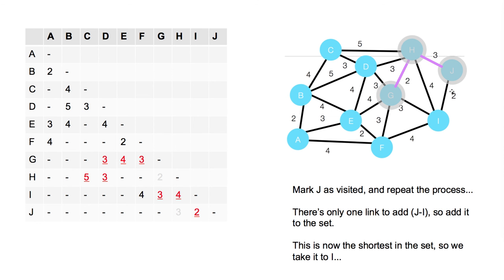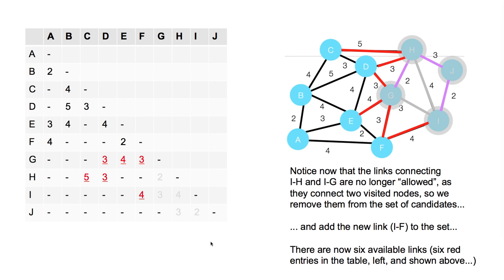There's only one link to add in this case, that's J to I here, and that is now the shortest in the available set. So remember, we're only looking at the numbers that have been coloured in red as they represent the available links to us, and the shortest one is IJ of length 2. So we take that one.